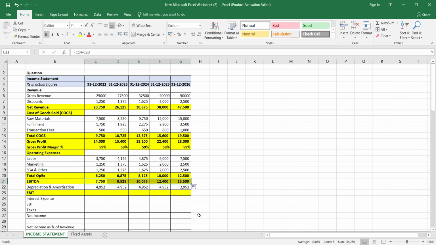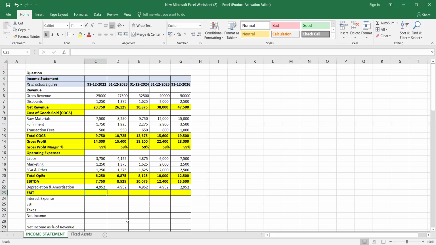Okay. So after this, we are supposed to calculate EBIT. So how you are going to calculate this EBIT: EBIT is equal to select this EBITDA minus this depreciation and amortization, you will get EBIT. Okay. Then you can drag it. Done. So now how to calculate this interest expense?